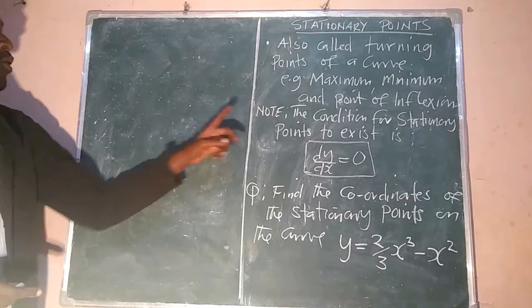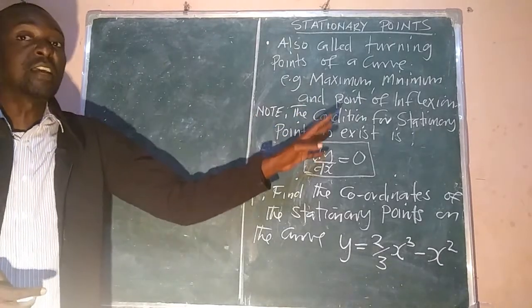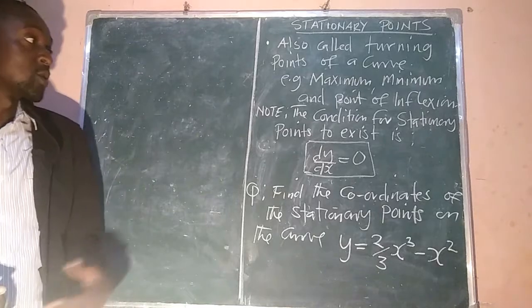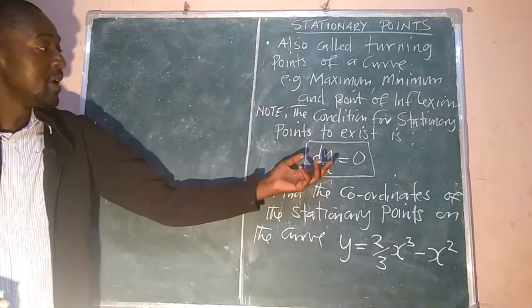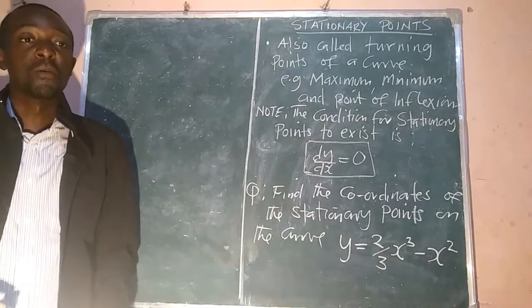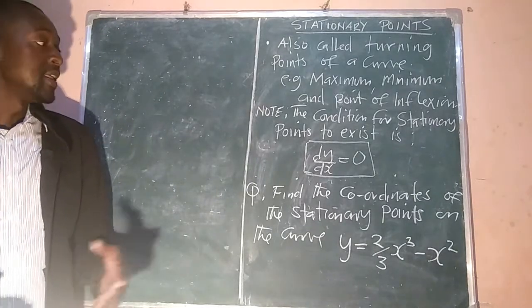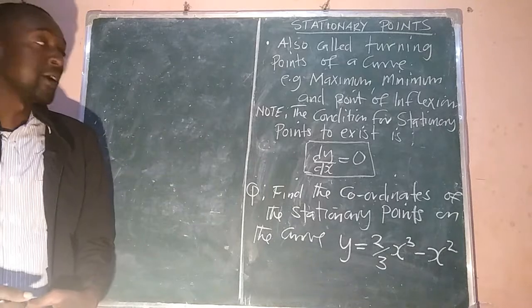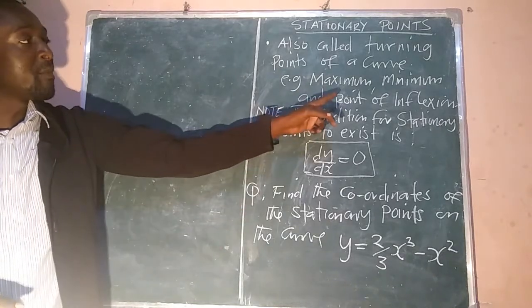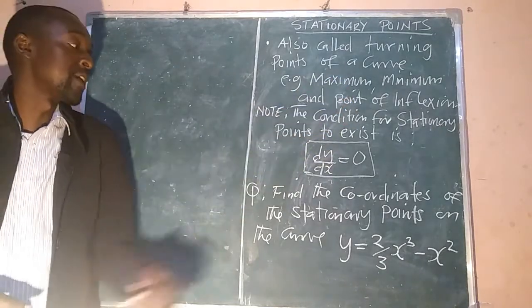And one thing that we have to note here is that there is a condition for stationary points to exist. Stationary points will only exist if dy/dx is equal to 0. In other words, if the gradient is 0 at that point, then we have a stationary point there. It could either be a maximum point, a minimum point, or a point of inflection.